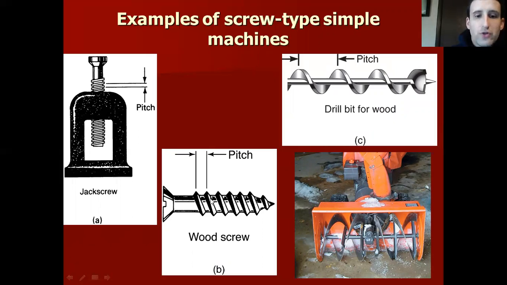But a wood screw, right? We're familiar with trying to screw these into wood or something like that. The auger bit is screw shaped to pull out the shavings and to help make the hole. And then of course a snowblower has an auger shape to pick up the snow and send it to the part of the snowblower that's going to blow it out.